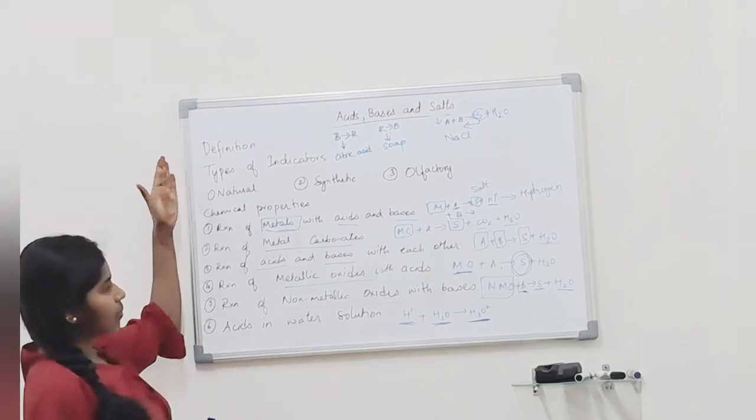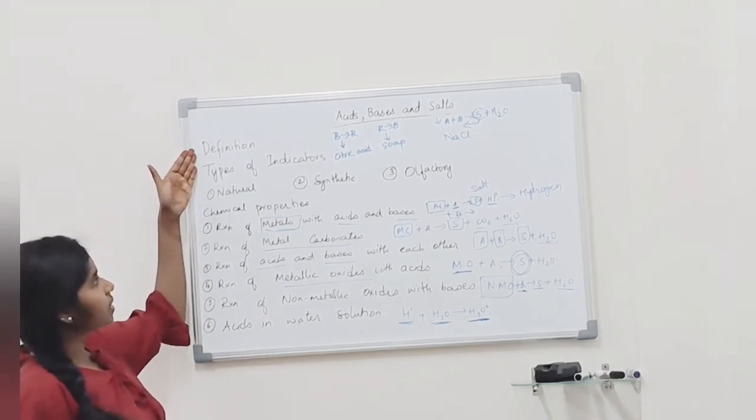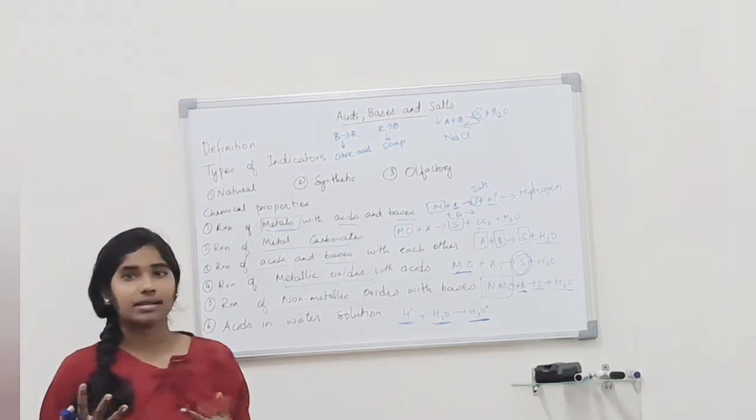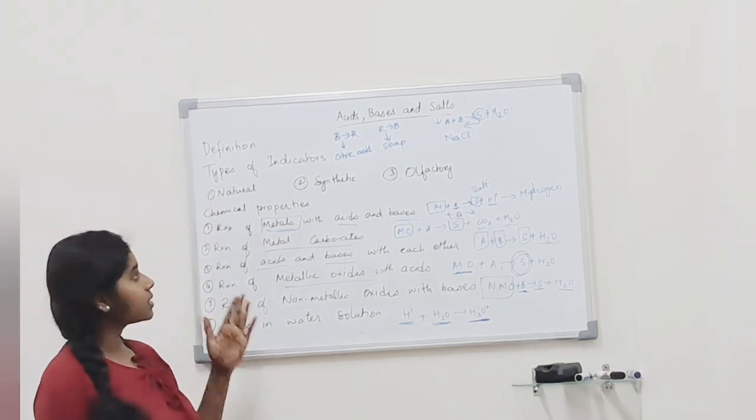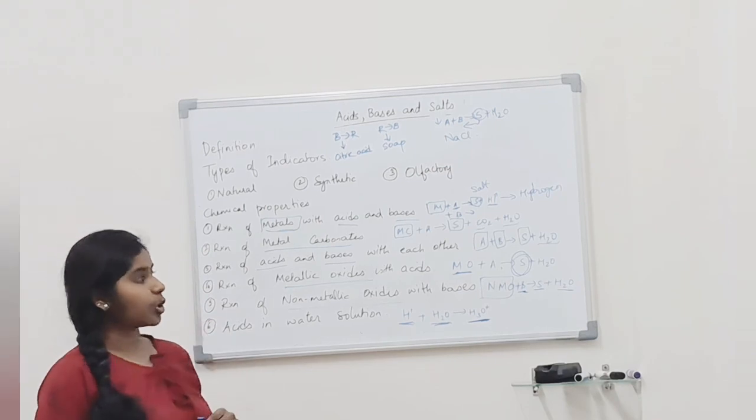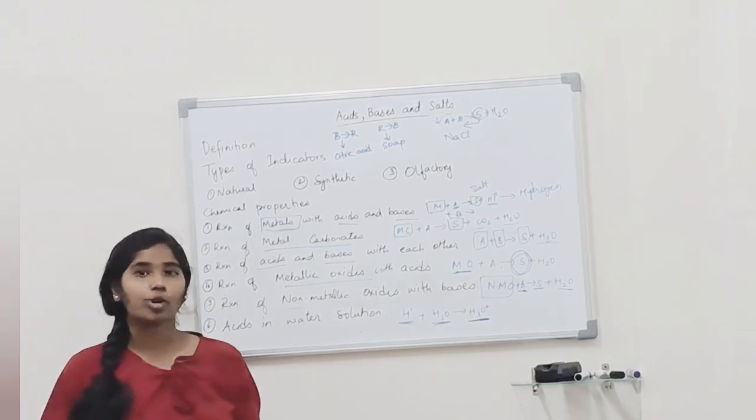So for example, in today's class we learned all the definitions, what is an acid, base and salt. And then we looked into the different types of indicators and the chemical properties. We looked into 6 chemical properties of acid.